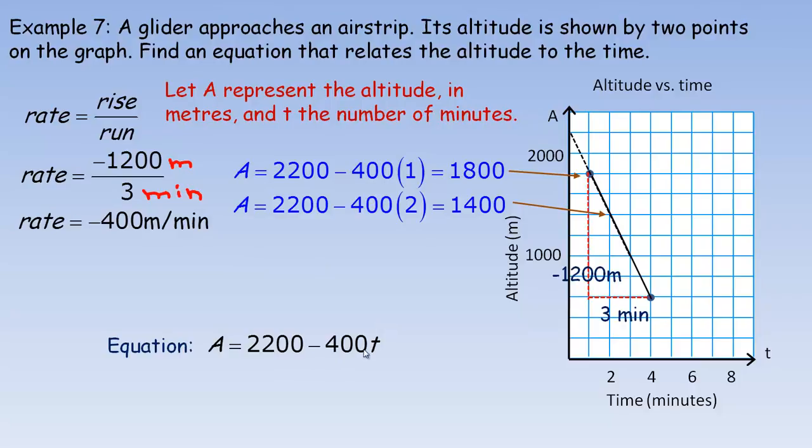This is the initial amount minus 400 times the number of minutes they're flying for. And you'll see sometimes it'll be written in this order. This negative 400t term first plus the 2200. So those two mean exactly the same thing. I'm just writing them in a different order. Not much different than if I had numbers.